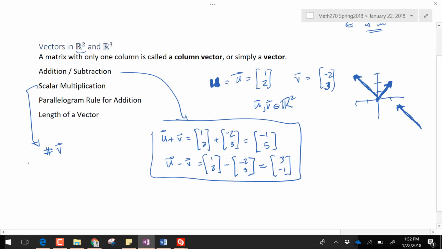So, for example, we could take 7 and multiply it with the u vector, and that's 7 times (1, 2). (1, 2) is our u vector. And we're going to get (7, 14).